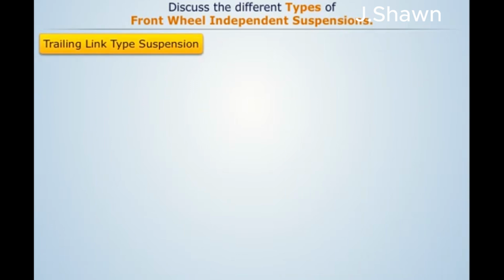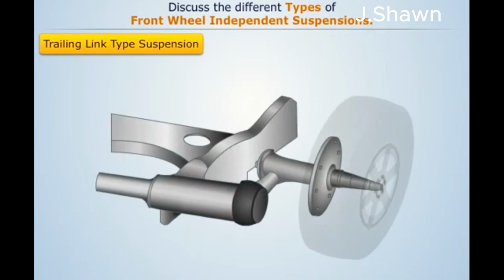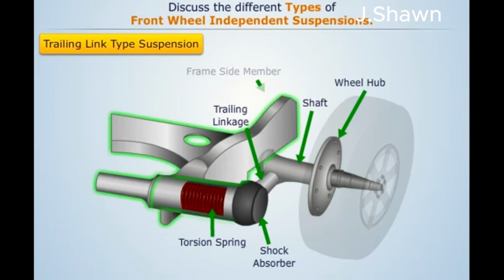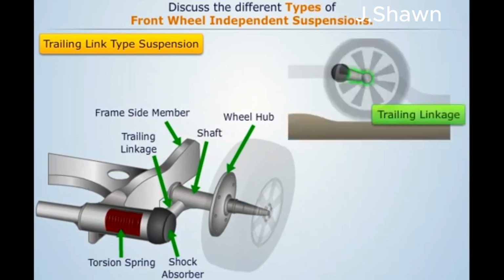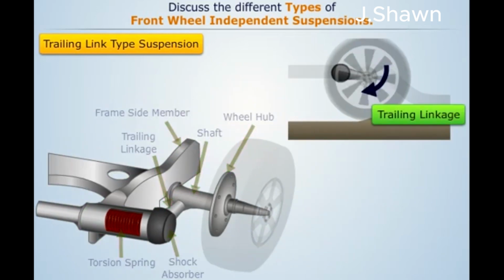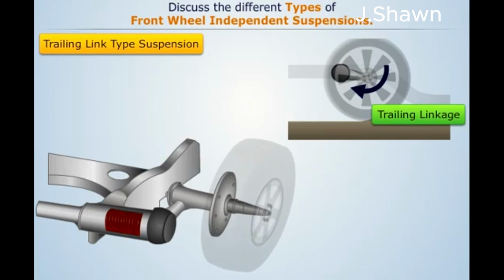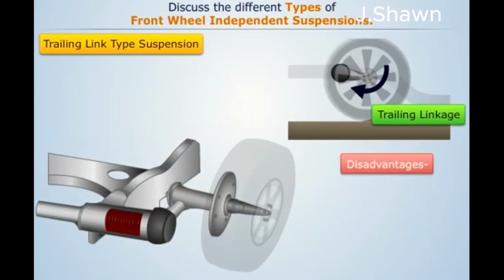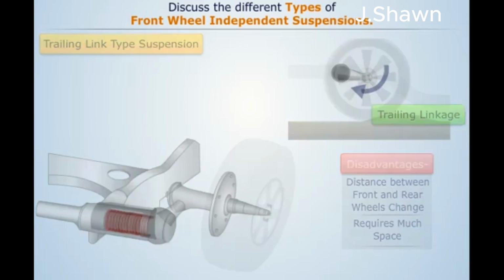Trailing link type suspension. In this suspension, a horizontal torsion spring with shock absorber is attached to a trailing linkage, which is attached to the shaft that carries the wheel hub. The other end of the coil spring is attached to the frame side member. Now when the wheel moves up or down, it winds or unwinds the spring respectively. In some automobiles, a torsion bar is also used in place of coil springs. The major disadvantage of this suspension is that the distance between the front and rear wheels during springing changes. Also, it requires very much space.